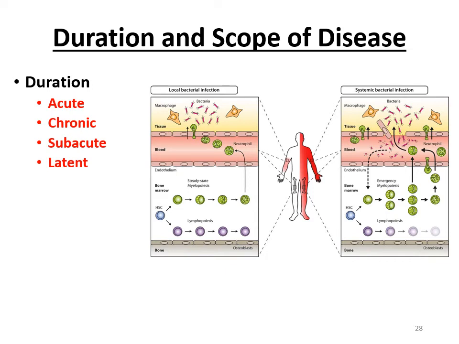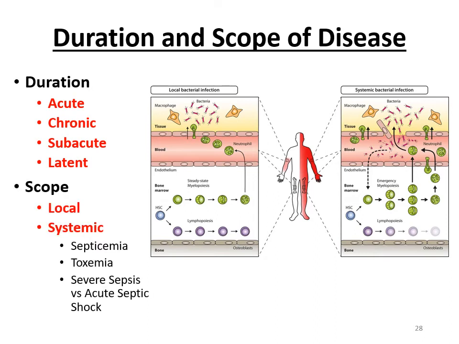Now, in addition to duration, how long these symptoms are occurring, you also have the scope of infections, which means how widespread on your body the infection is. Local is exactly what it sounds like. Local means the pathogen stays at the original location, so the infection is just at one spot. In fact, we usually call that spot the focus of infection. For instance, if you get a splinter in your finger, and that one spot is red, swelling up, painful, that would be a local infection.